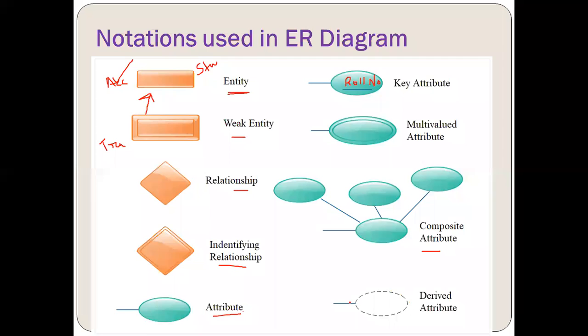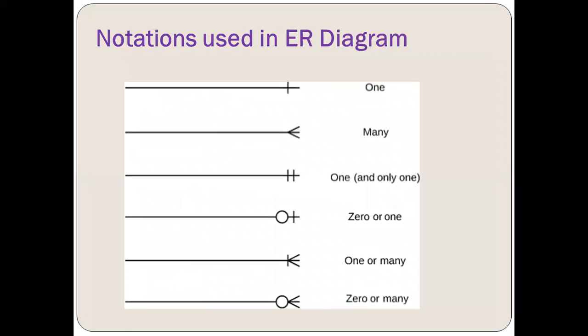Derived attribute is an attribute which has been derived from some other attribute. Let's say if I say age and the birth date is given, I can derive the age of a person if the birth date is given. So this is how we represent the derived age.